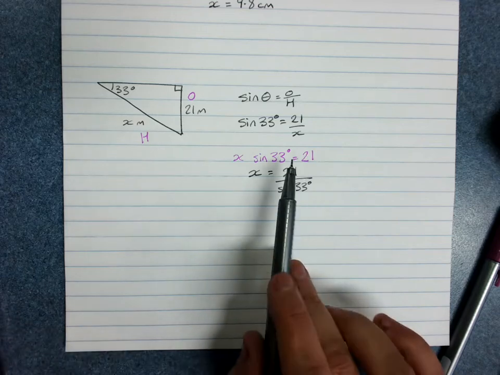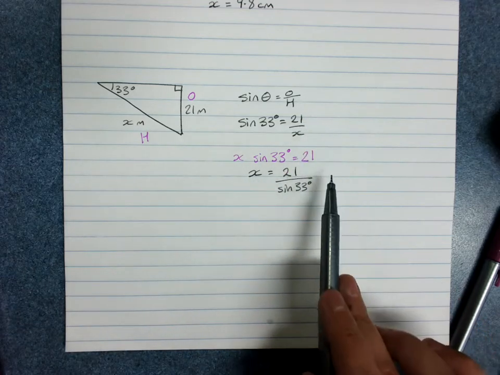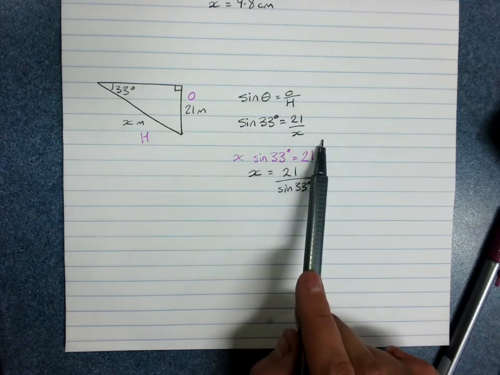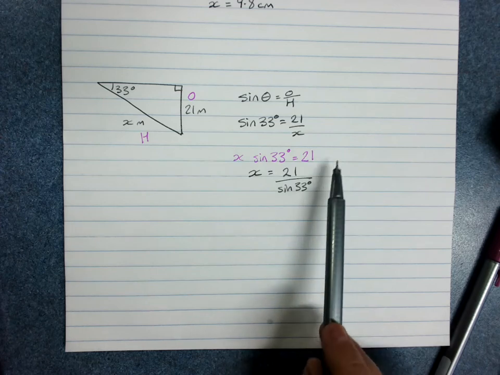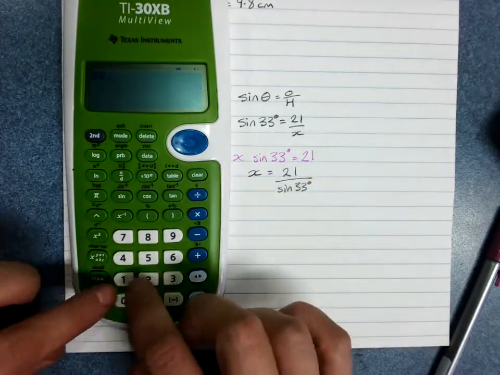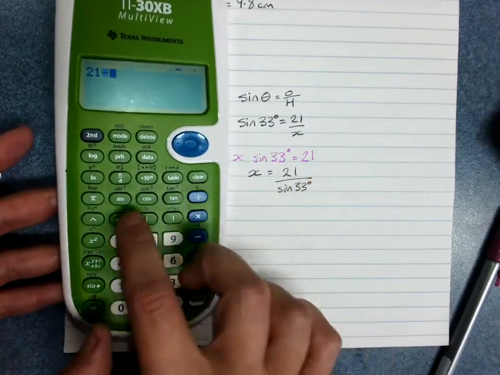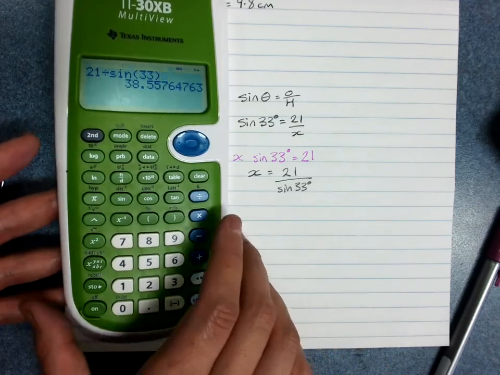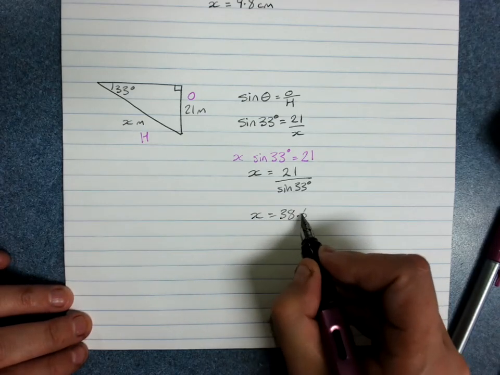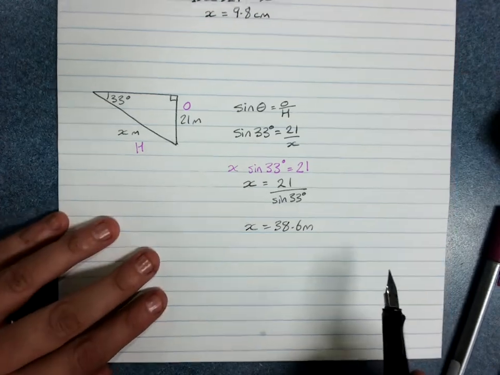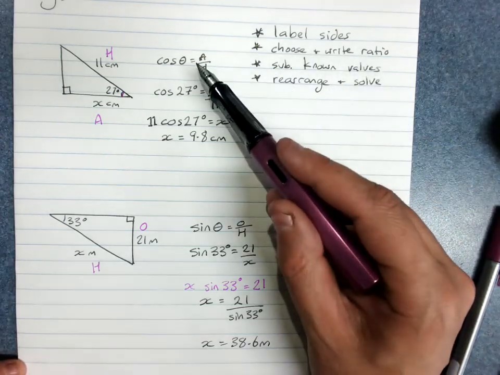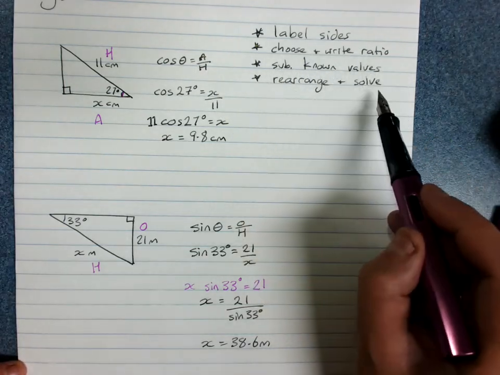Now, you are welcome to show this line of working if it helps you remember how to rearrange. You are welcome to go, look, I'm going to multiply by x and divide by sine 33 and just skip straight to this line here. So this is an optional line. And then 21 divided by sine of 33 degrees, and I've got 38.6 and we're in metres. So your steps that you have to use: label your sides, choose and write your full ratio, substitute in the known values, and rearrange and solve.